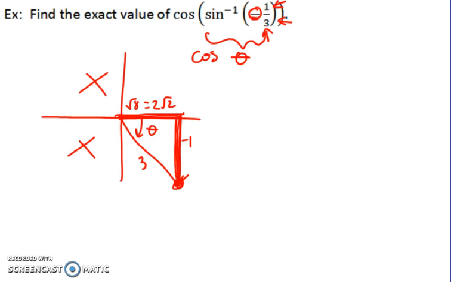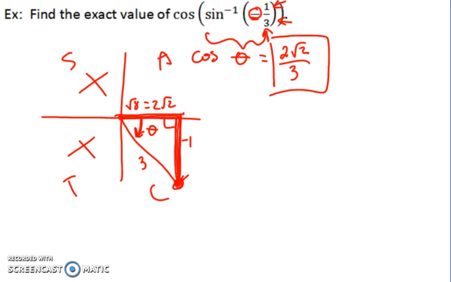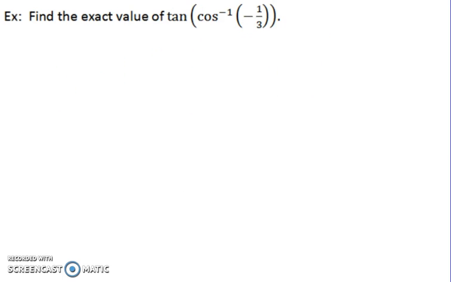So now that I know what this right triangle looks like, I want to know, well, what's the cosine of this particular angle? Well, the cosine is a ratio of adjacent to hypotenuse. So the adjacent side was positive 2 root 2, the hypotenuse side is 3, there's the cosine. As a double check, all students take calculus, cosine better be positive in that quadrant, and the cosine of this angle is in fact positive.